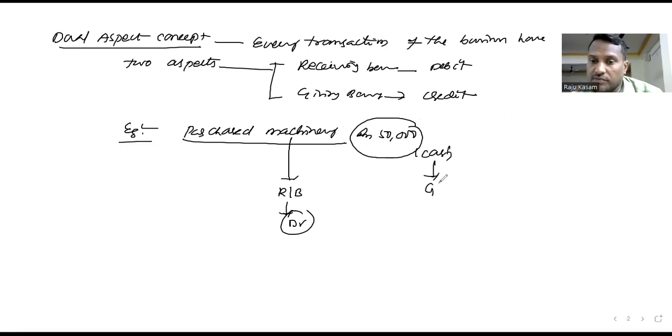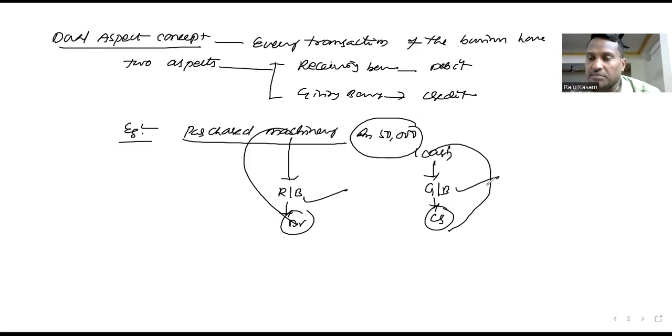Cash is the giving benefit, and it is called credit. Machinery has been debited, and cash has been credited, as machinery is the receiving benefit and cash is the giving benefit. So that's right, the machinery account has been debited and the cash account has been credited.